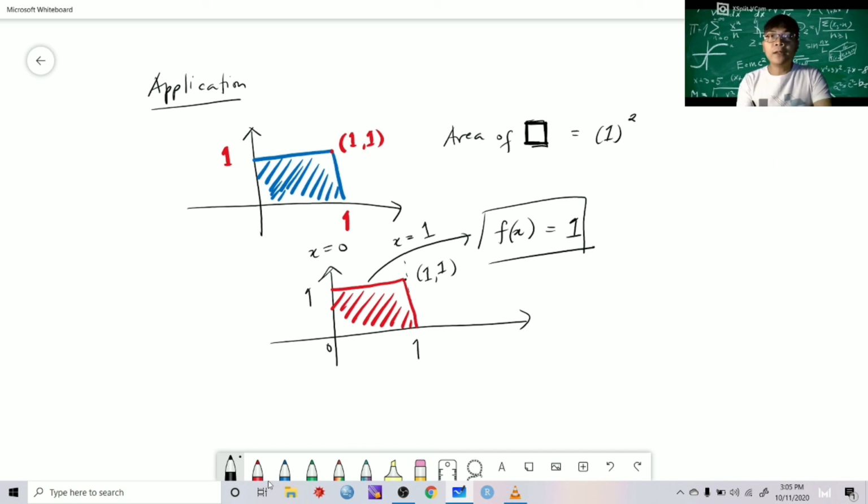So to get this area, I will shade it with color yellow. This yellow area can be computed by taking the definite integral from 0 to 1 of 1 with respect to x.